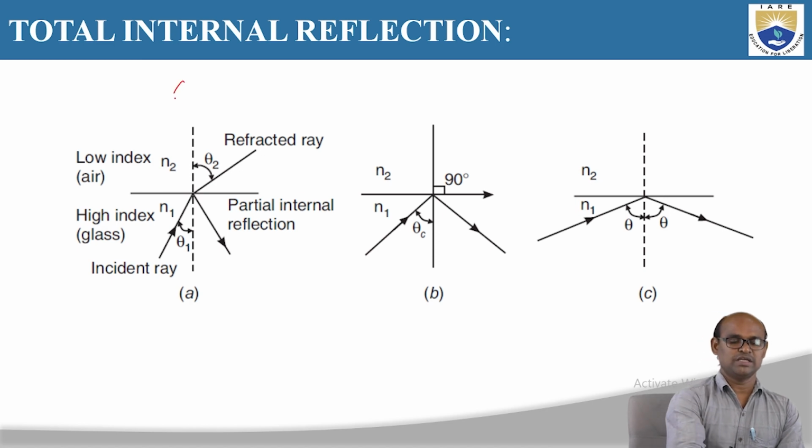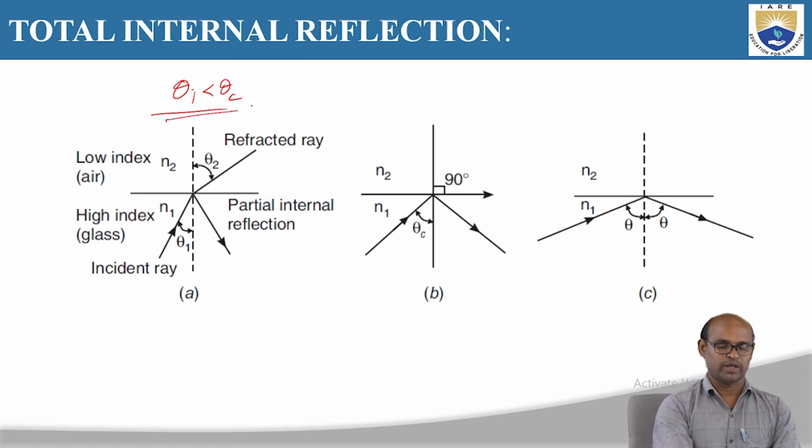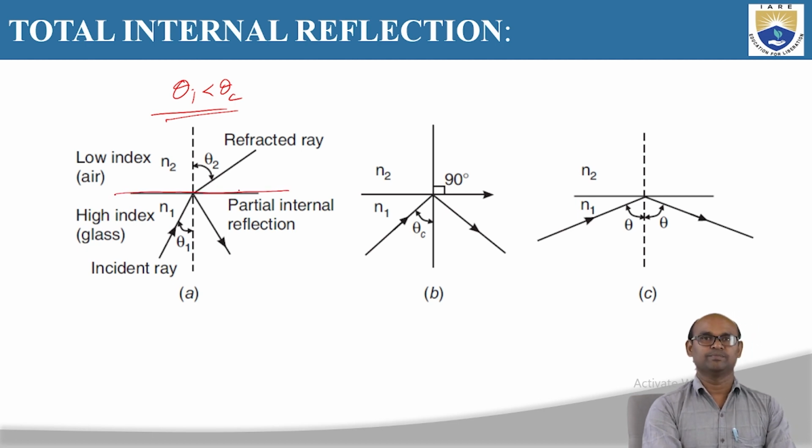The first one is theta I is less than theta C. Let us see what happens to this light when theta I is less than theta C. We have discussed that N1 is the higher refractive index and this is called the denser medium, and N2 is the lower refractive index and this is called the rarer medium, right? So this is the boundary between the denser and rarer medium.